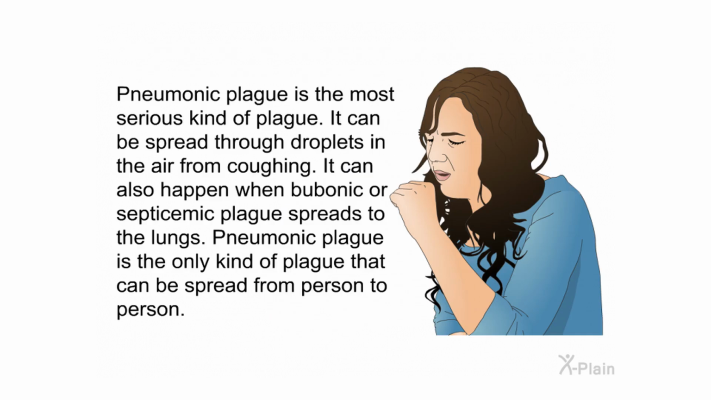Pneumonic plague is the most serious kind of plague. It can be spread through droplets in the air from coughing. It can also happen when bubonic or septicemic plague spreads to the lungs. Pneumonic plague is the only kind of plague that can be spread from person to person.